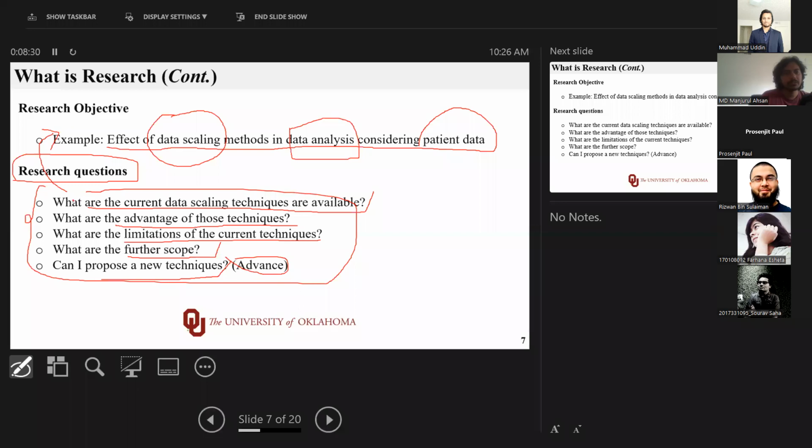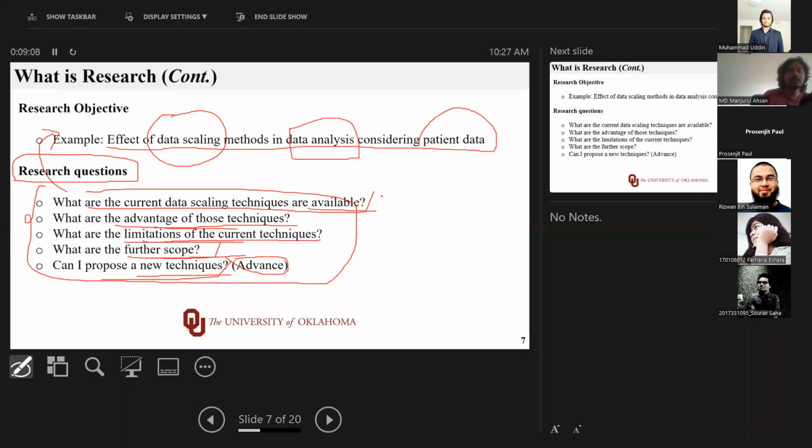So you have to remember that when you do research, it should have a research objective and research questions. Your research objective will be the end goal, and your research questions will help you to achieve that end goal. So the research questions you can set yourself. Here I have set some research questions, like current techniques available, advantage of the techniques, limitation of the techniques, future scope, and what I can propose. This is in general, and 99.99% of the time you can use this approach in any domain.